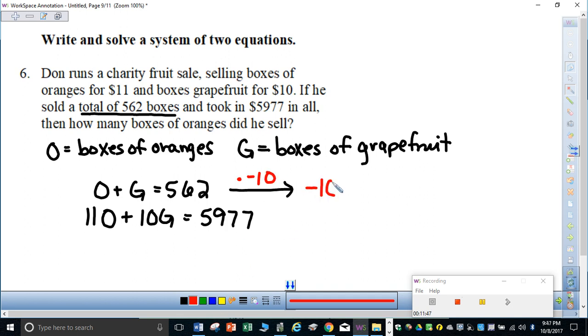So that's going to give me negative 10O. Maybe I shouldn't have used O because it kind of looks like a 0. I'm going to put a little line through the 0 in 10. Sometimes you'll see zeros written that way. All right, so negative 10O minus 10G equals 5,620. So don't forget to add a 0 on the end of that. All right, second equation is going to stay the same.